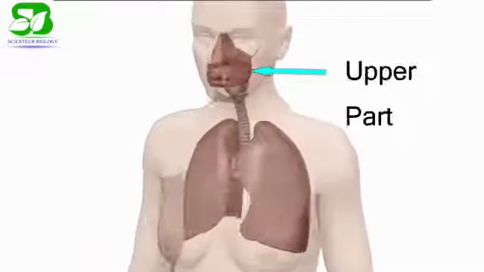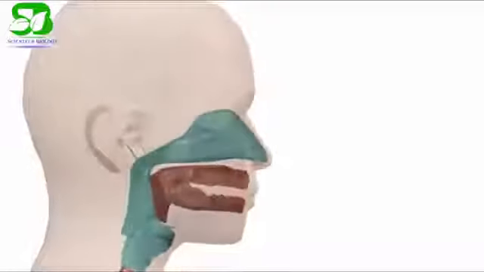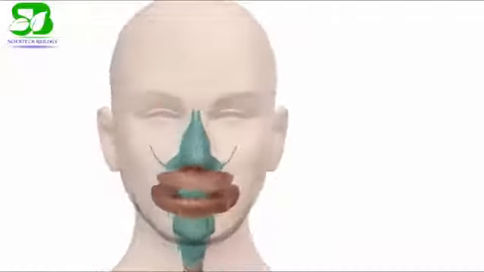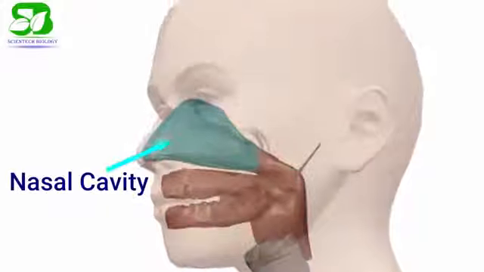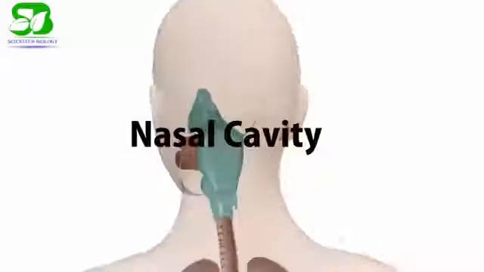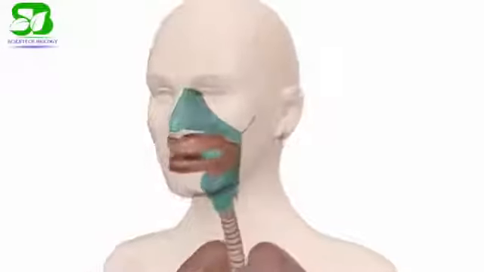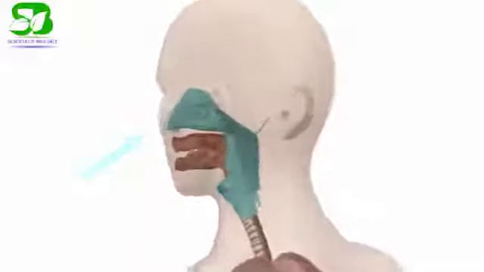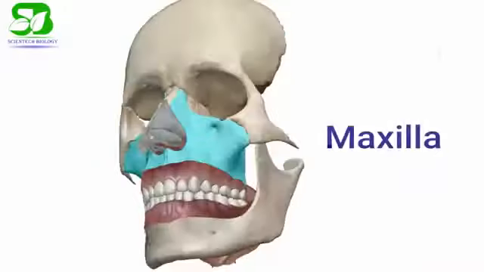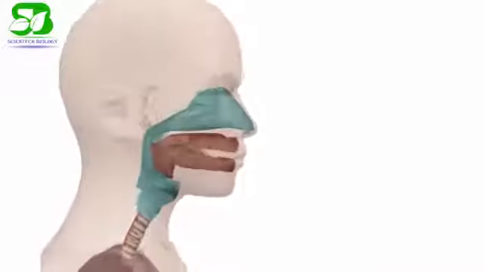The human respiratory system has two parts, the upper respiratory system and the lower respiratory system. The upper respiratory system consists of the nasal cavity, pharynx and larynx. Air entering the nasal cavity flows through the passage created by the superior, middle and inferior nasal conchae. Frontal, maxilla, nasal, ethmoid and vomer are the 5 bones of the nasal cavity that form a framework that supports the nose.